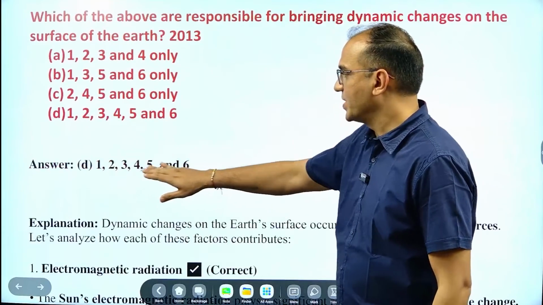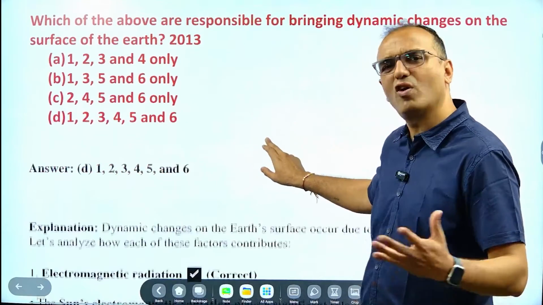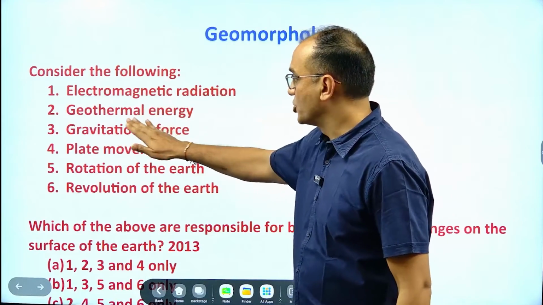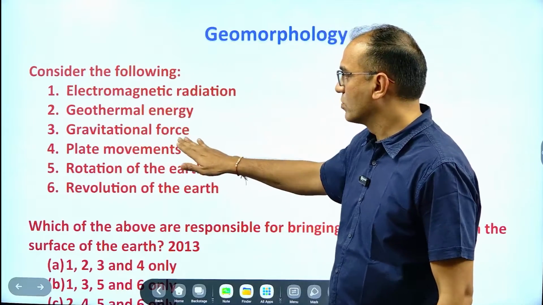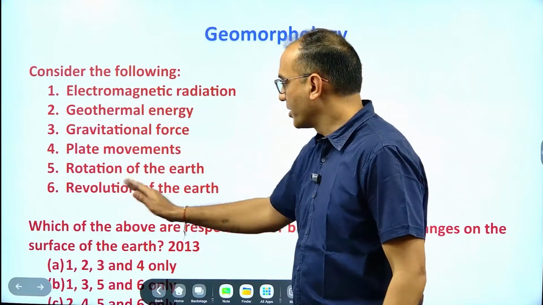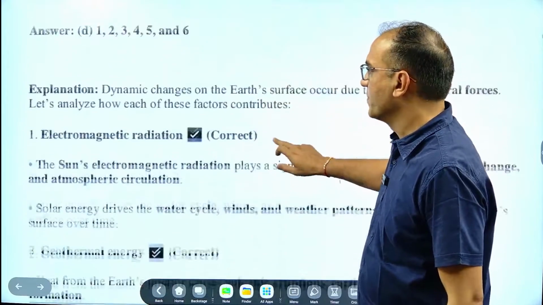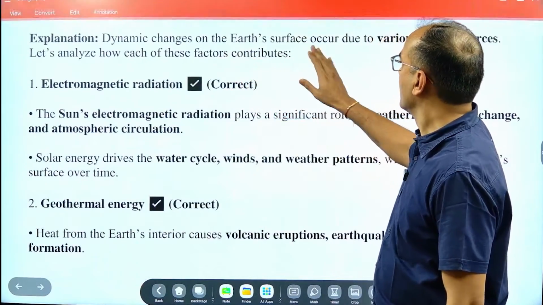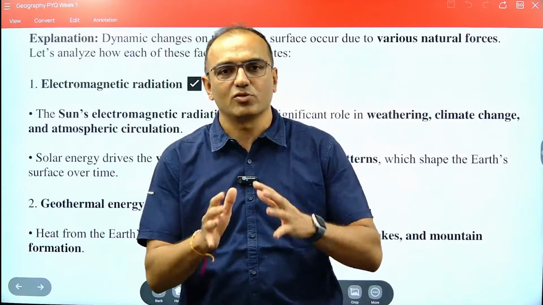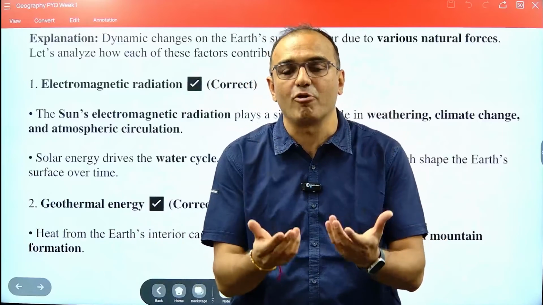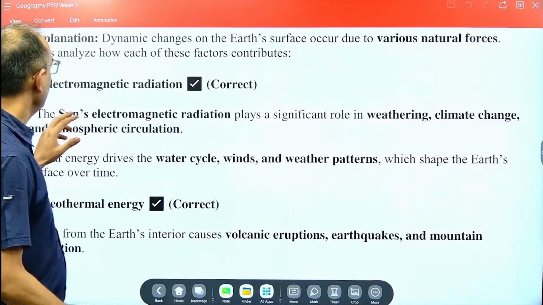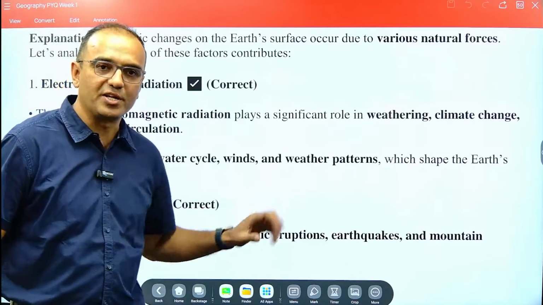So here answer is D, 1, 2, 3, 4, 5, 6, all of them. Why? If you look at the list, electromagnetic radiation, geothermal energy, gravitational force, plate movements, that's plate tectonics, we have studied, rotation of the earth and revolution of the earth. Let us see the description. Dynamic changes on the earth's surface occur due to various natural forces, right? So whatever the dynamic changes on the surface of the earth, especially on landforms, they occur because of different natural sources. Let us look at electromagnetic radiation.